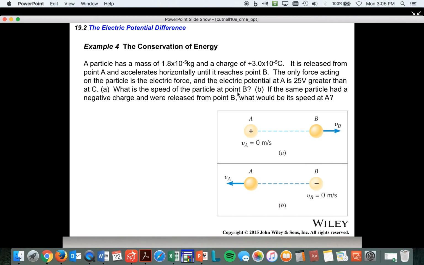What is the speed of the particle at B? If the same particle had a negative charge and was released from B, what would be its speed? Speed would still be the same because it's the same charge, same energy, same change in potential energy, converting that potential into kinetic energy.